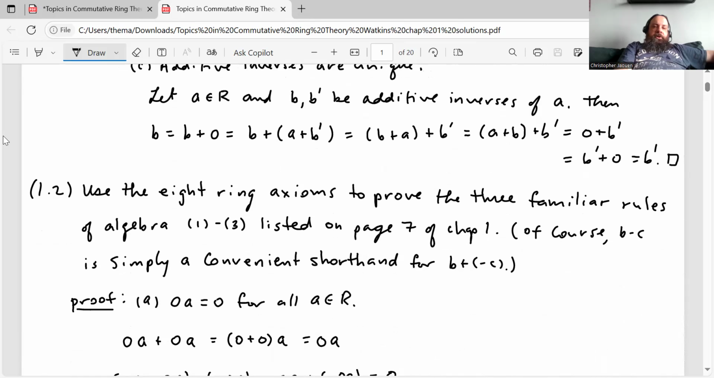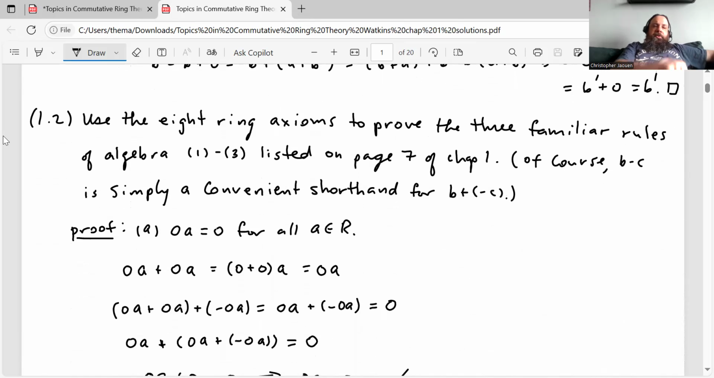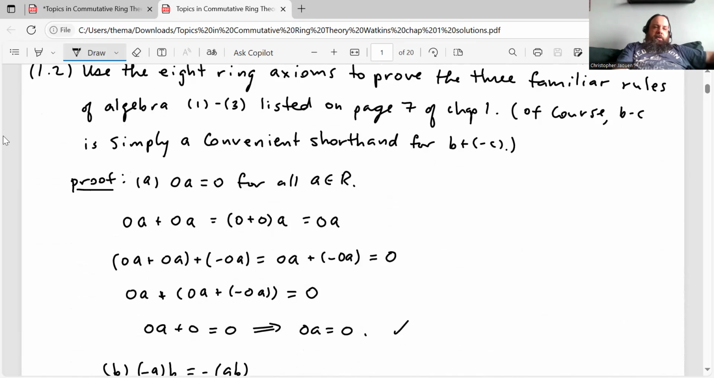Okay, question 1.2. Use the ring axioms to prove the three familiar rules of algebra, 1 through 3, listed on page 7 of chapter 1. That was like the only real theorem that we had in chapter 1, which we talked about a few minutes back. Of course, the author says here that B minus C is simply a convenient shorthand for B plus the additive inverse of C. So let's do them one at a time.